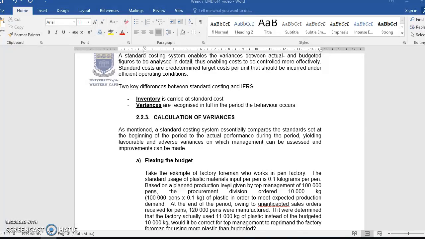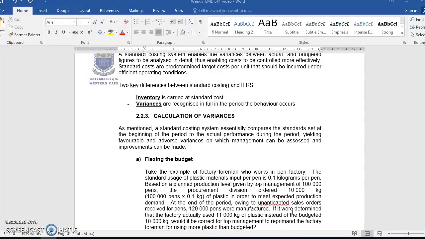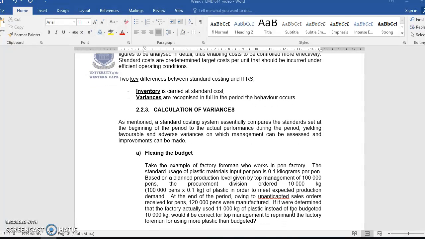Based on the planned production levels given by management of 100,000 pens, the procurement division ordered 10,000 kilograms of plastic material in order to meet the production demand. At the end of the period, owing to unanticipated sales orders for pens, 120,000 pens were manufactured. If it were determined that the factory actually used 11,000 kilograms of plastic instead of the budgeted 10,000 kilograms, would it be incorrect for top management to reprimand the factory foreman for using more plastic than budgeted?